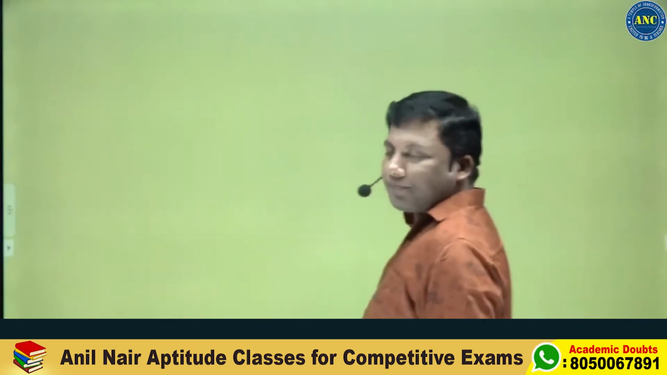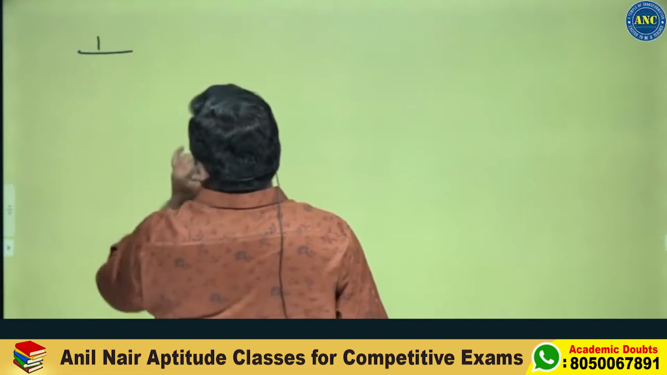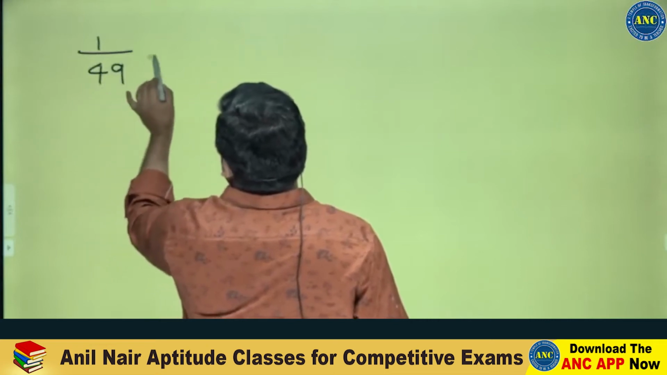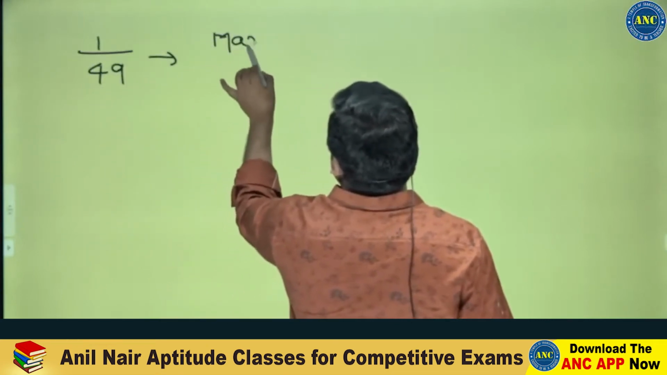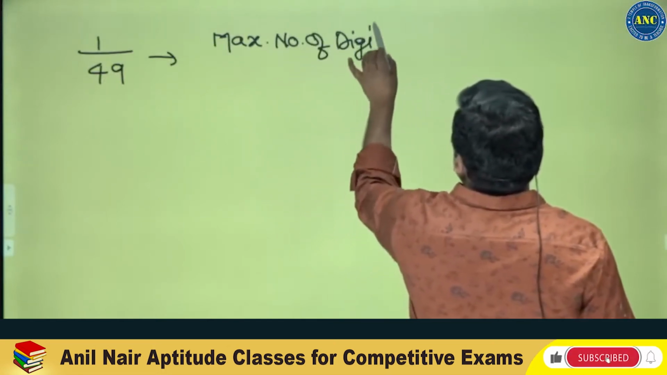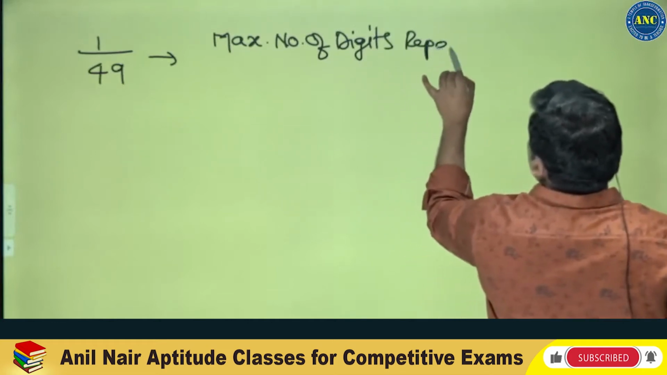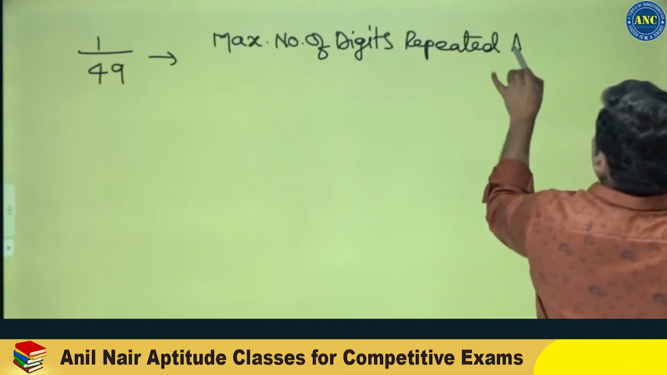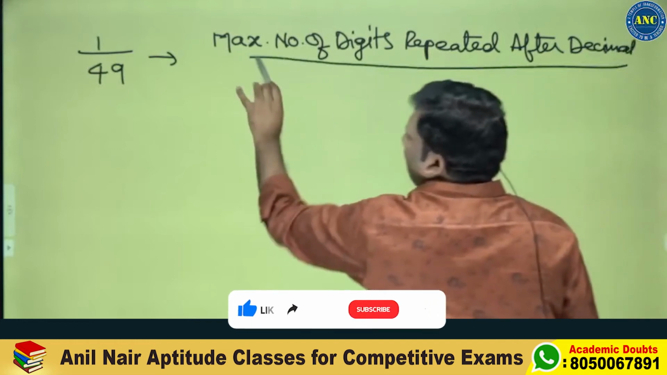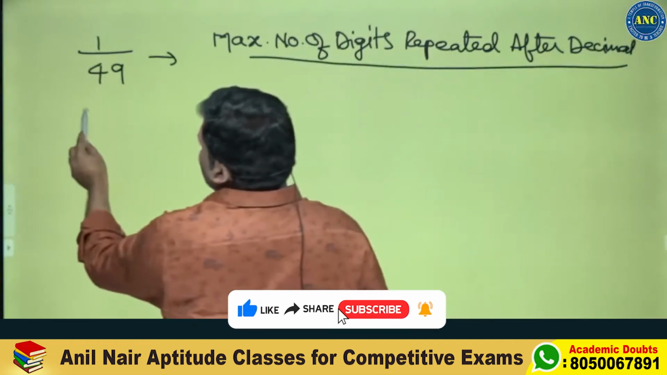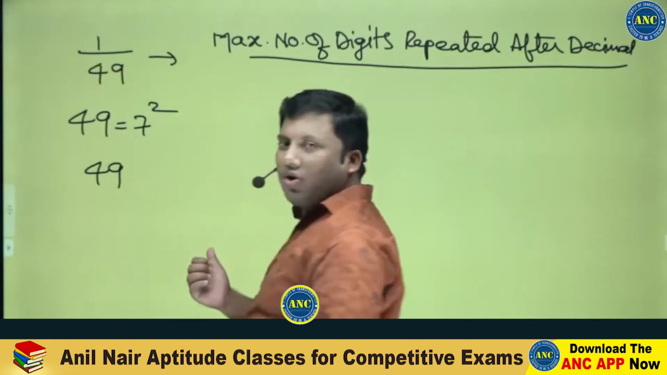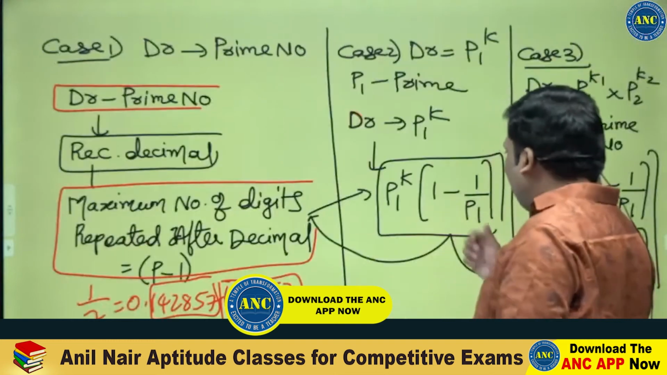For example, if I take 1 by 49, what will be the answer? Maximum number of digits repeated after the decimal. This is the concept that we are doing. 49 is of the form 7 square. So how did you get P1 power K into 1 minus 1 by P1?